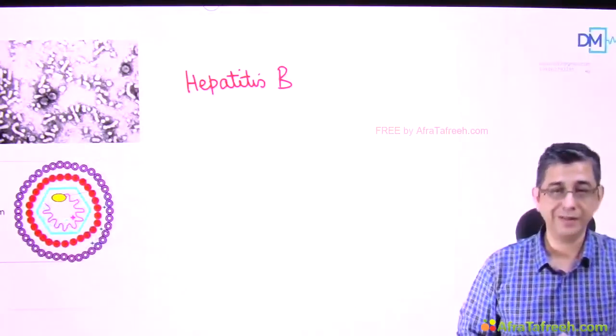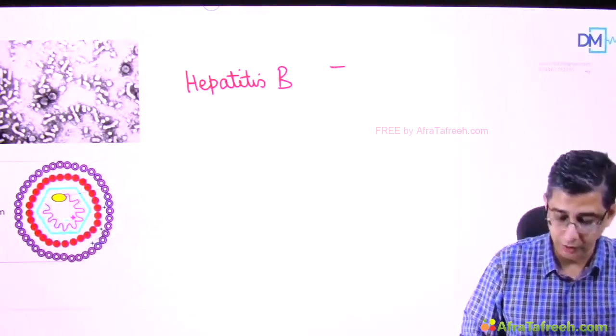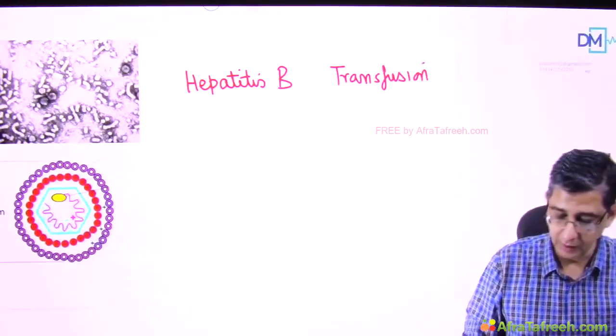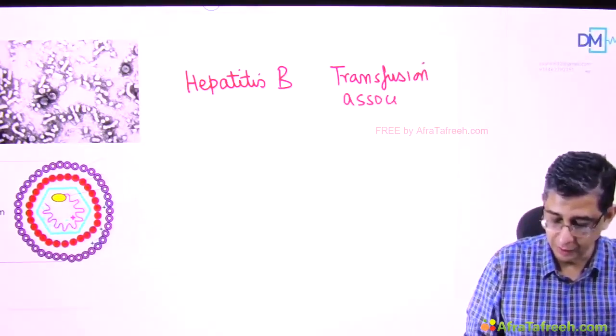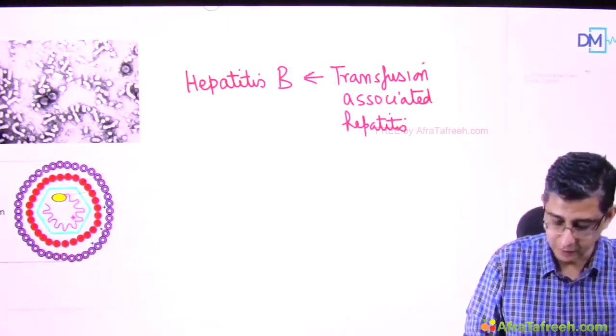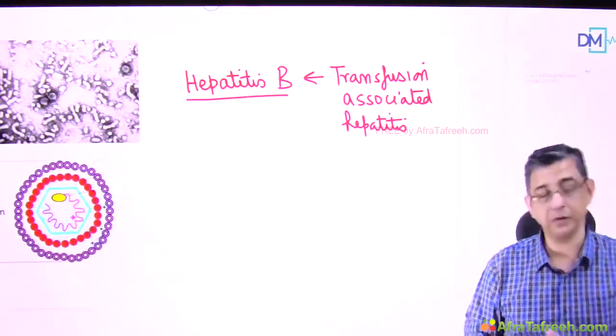I would like to first address a question which is usually a problematic issue for most students because of varying answers. But this is what Harrison says, that the leading cause of transfusion, blood transfusion associated hepatitis is hepatitis B, and it is not hepatitis C. So I have addressed this question right away.